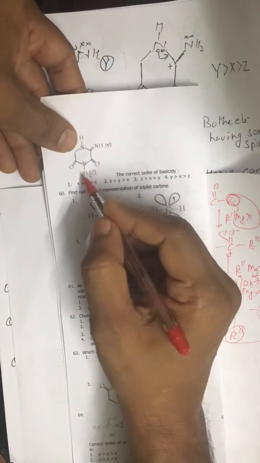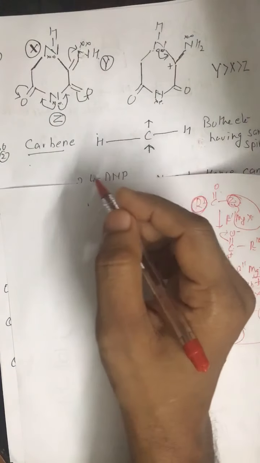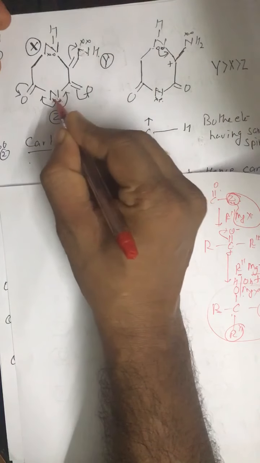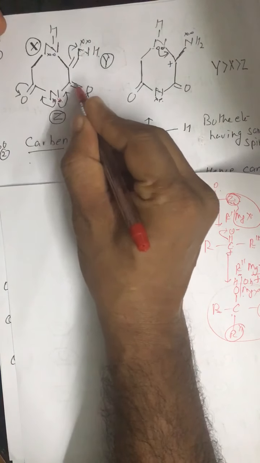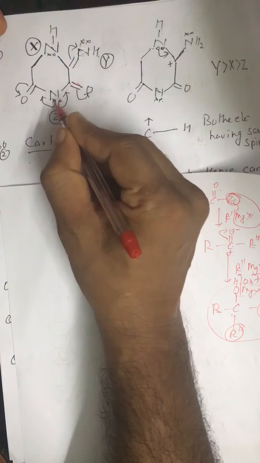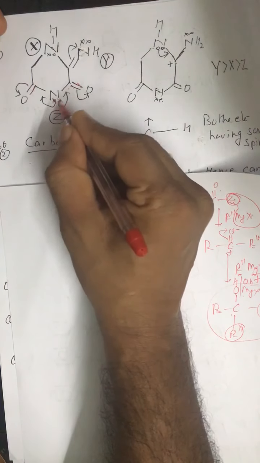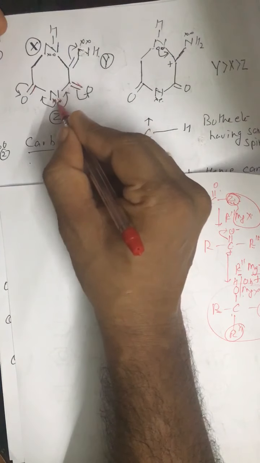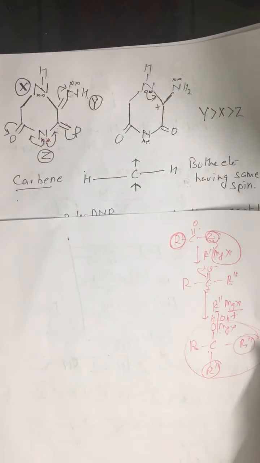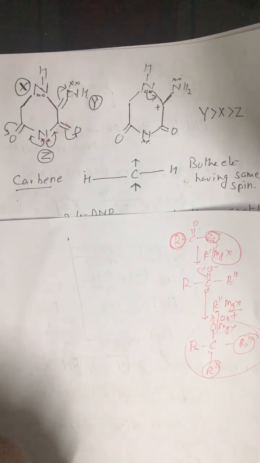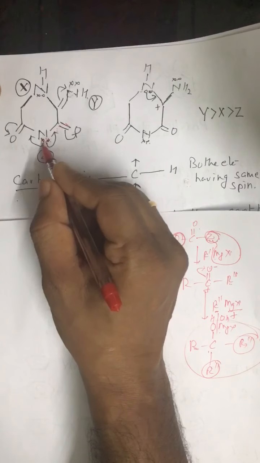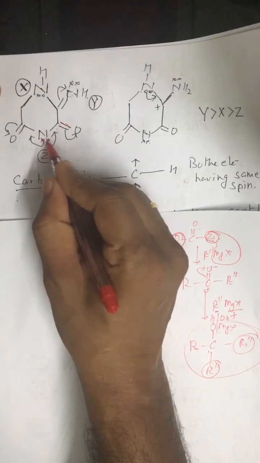So look at Z first. In Z, the lone pair of electrons over nitrogen is in conjugation with this carbonyl group as well as this carbonyl group. So this LP is not readily available on this nitrogen atom. Therefore, it is very less basic. Means for protonation, we don't have LP over this nitrogen.